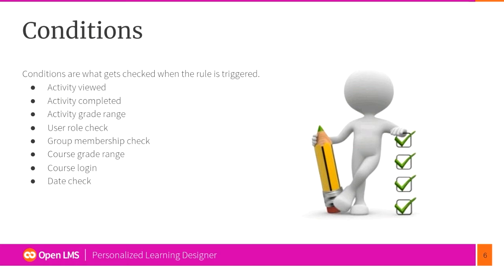Course grade range checks if the course grade is within a specific range. Course login checks to see if the user has logged into the course within a certain number of days. And then date checks if an event takes place before or after a designated date. So again, these are somewhat related to the events there.